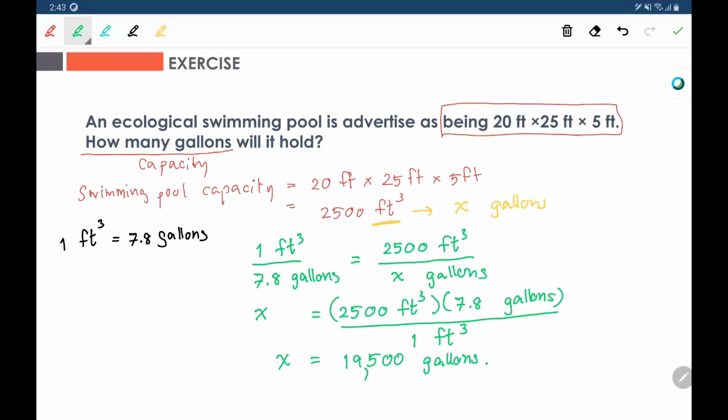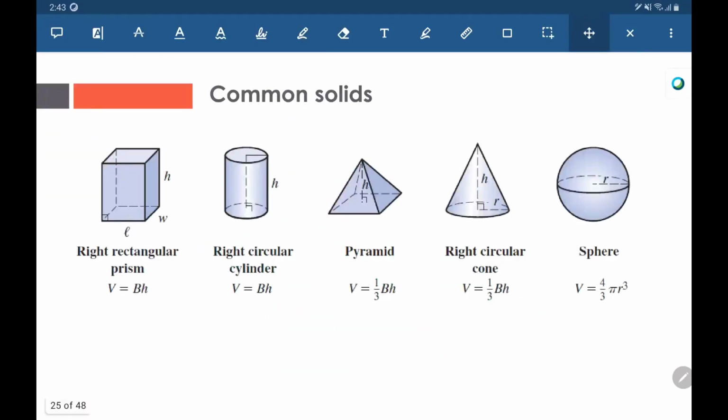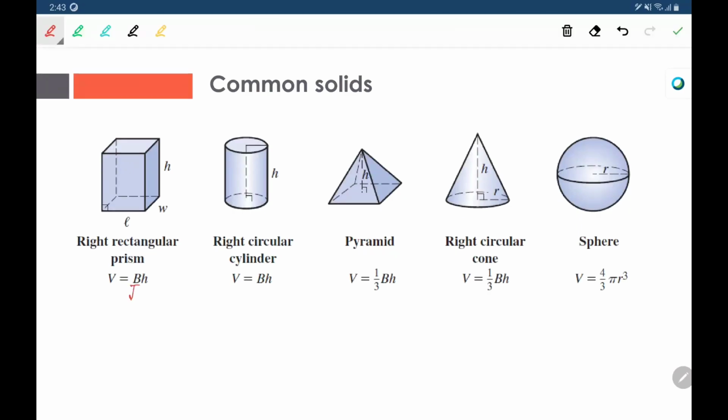That's the simple exercise. But in real life, not only a square, a cube, or a box, there are many shapes like this. Just like the box, like this first one. This is the right rectangular prism. The volume of this one can be calculated from BH. This B stands for the area of the base. Base of the right rectangular prism is LW. So the volume here is LWH.